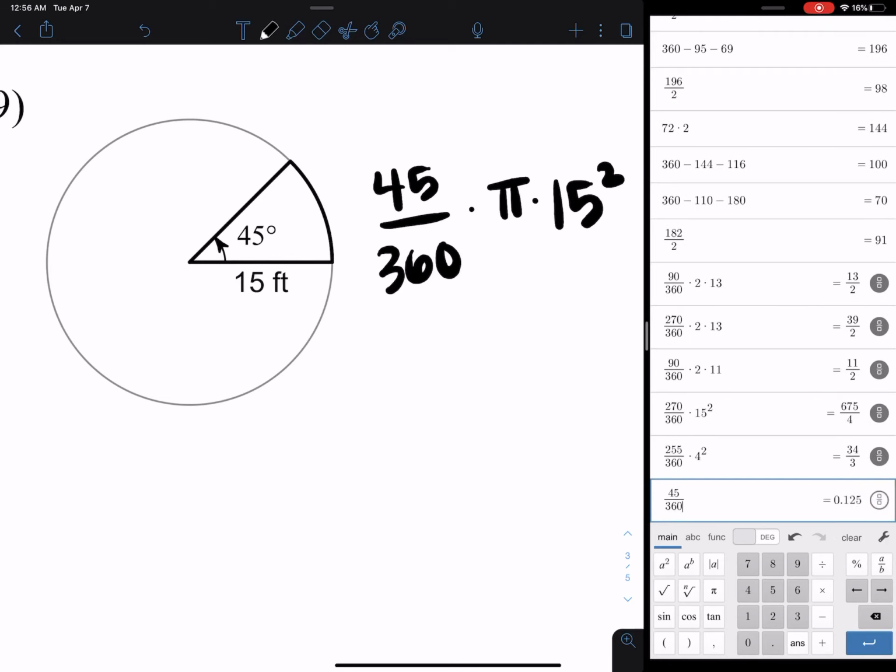So we do 45 over 360. I'm not going to include the pi yet, but we have 15 squared. So then we have 225 over 8. We include the pi in the numerator, and this is feet squared.